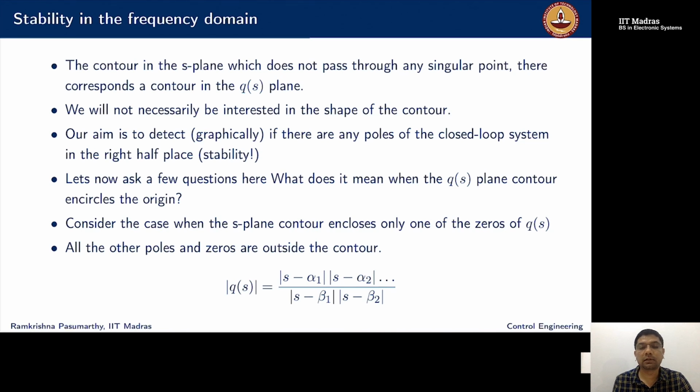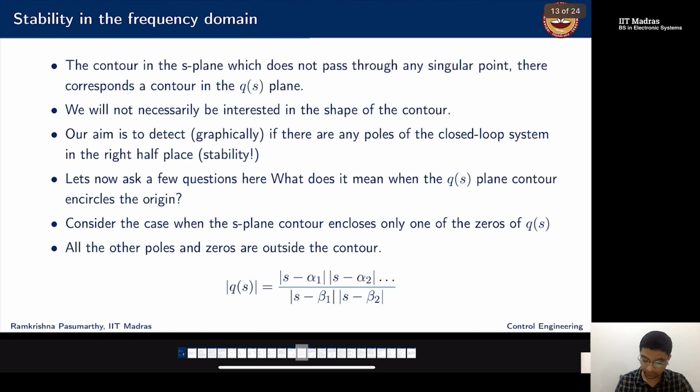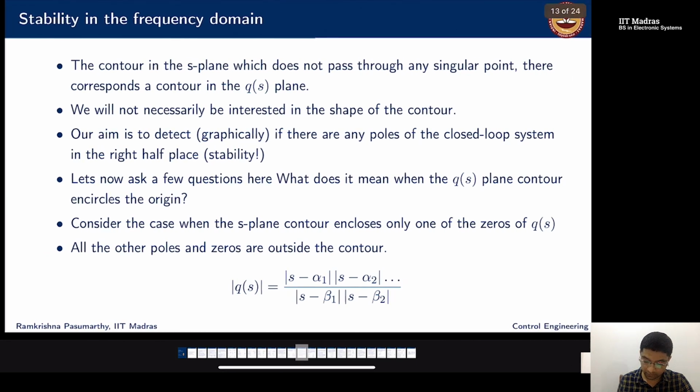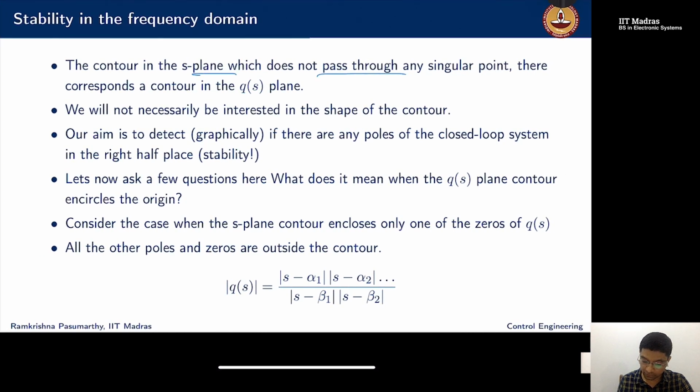In the previous lecture, while inferring stability from the Nyquist plots, we had explicitly said that the contour in the S-plane should not pass through any singular point. So essentially it means that my contour should not pass through a pole. For example, if I have a pole here, my contour should not go through the pole. This is okay, but there might be cases where it might.